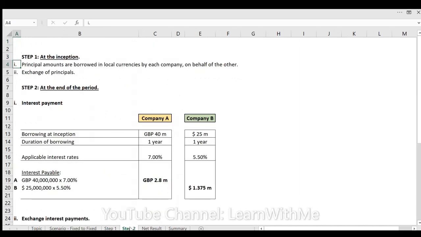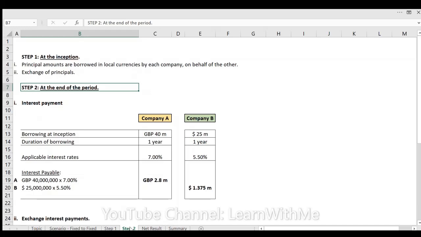What happens next? At the end of the period, the purpose is served because both companies had a requirement of the capital for a duration of 1 year. Now at the end of this period, since it is 1 year, there will be an interest payment, an interest obligation. So each of these companies would pay their respective interest payments to their banks. Company A would pay interest on 40 million pounds, while company B would pay on 25 million pounds.